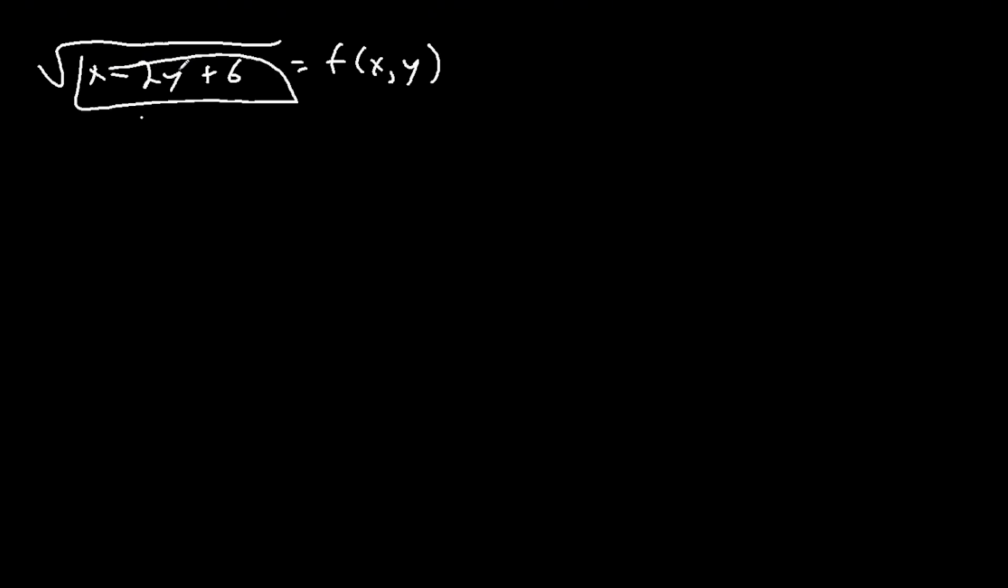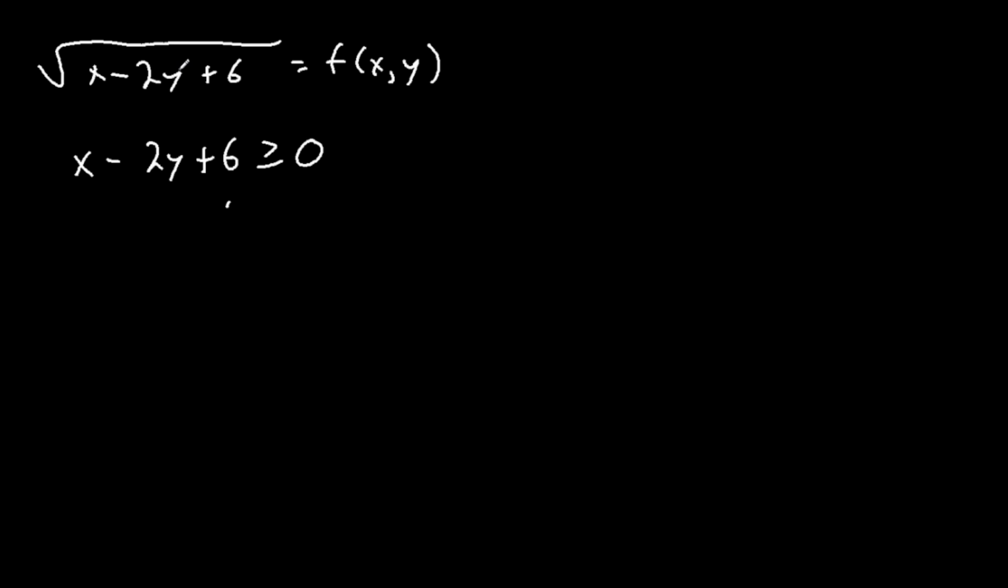So for this equation, it will be the square root of x minus 2y plus 6 is equal to f of x, y. So anytime you see a square root, you want the function inside of the square root to be greater than or equal to 0. Separate this from the function, and you want it to be greater than or equal to 0. Now if we move all the terms except for x onto the other side, you add 2y and you subtract 6, you get this. And that's it. That's our answer.